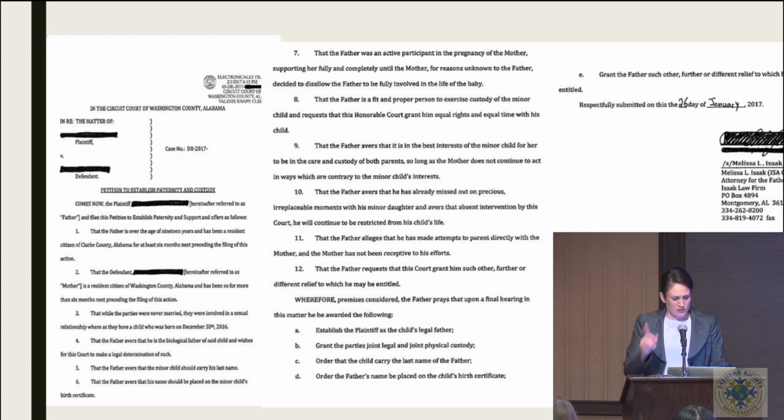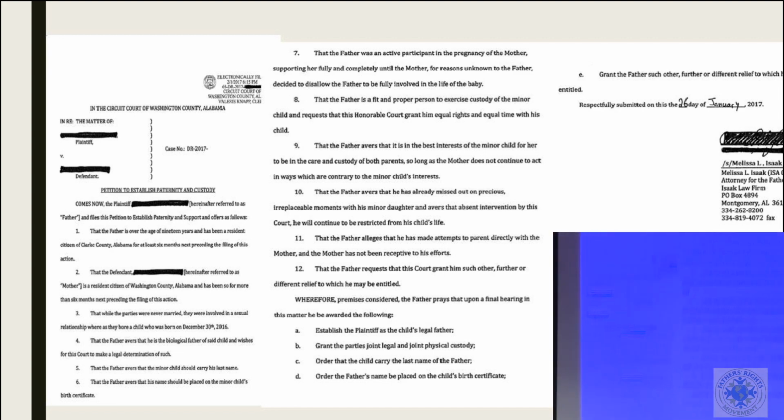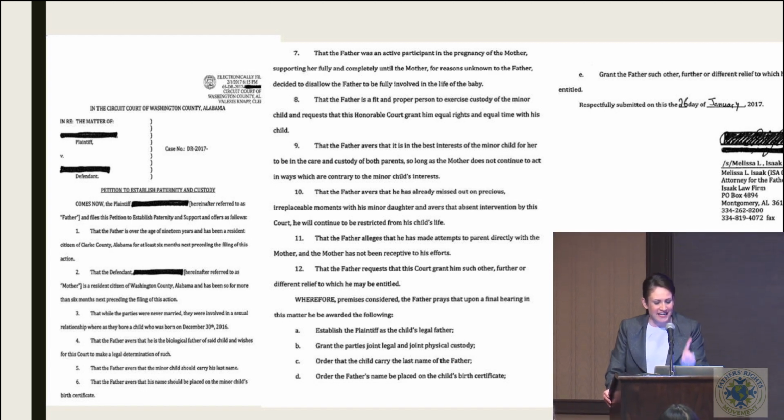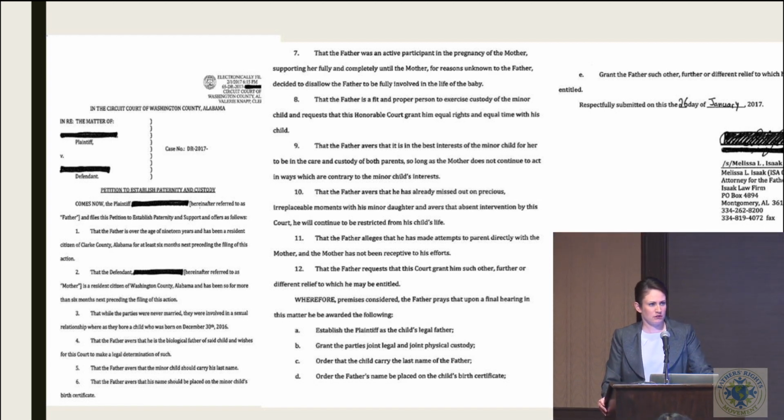Okay? So we say that the father is a fit and proper person to exercise custody of their minor child and request that this honorable court grant him equal rights and equal time with his child. Okay, so a lot of women read that and they're like, you're trying to take my child away. No, it says the father is a fit and proper person, okay? Is a fit and proper person to exercise custody, and you are. Then we say equal time, equal rights, right?